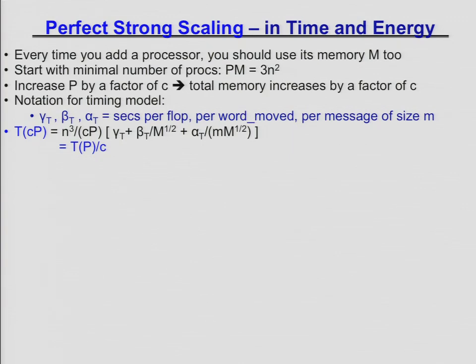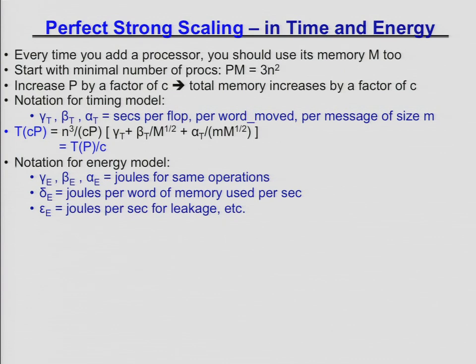So now let's ask the same question about energy. Let's see if I can write down a formula for how much energy it takes to solve the problem. So now I have to ask, where does all the energy go in a computer? Well, whenever I do a floating point operation, that takes a certain number of joules, and that can be measured. And so I'm going to let gamma sub e, for energy, be the number of joules per floating point operation. I'll let beta sub e be the number of joules per word moved along a network.